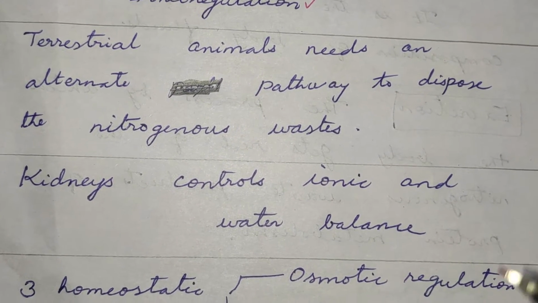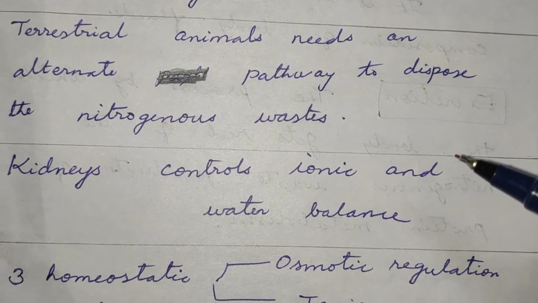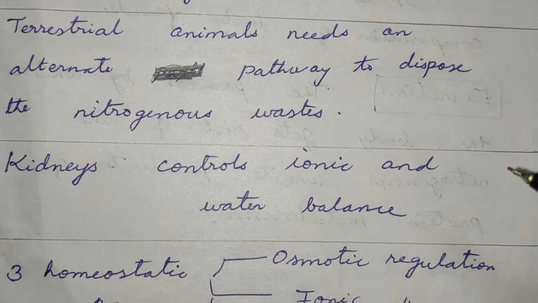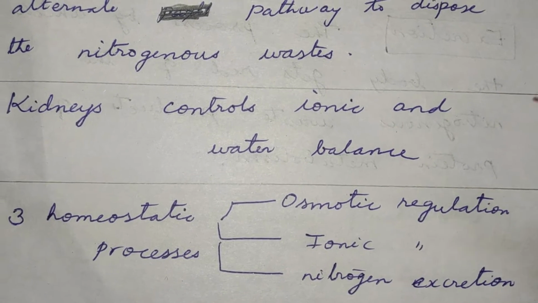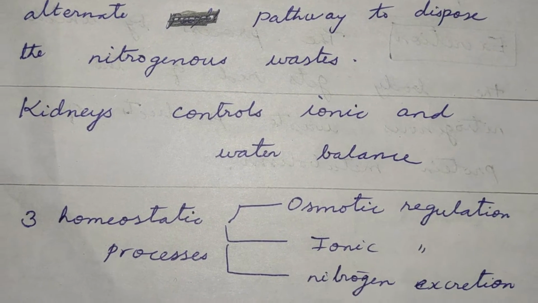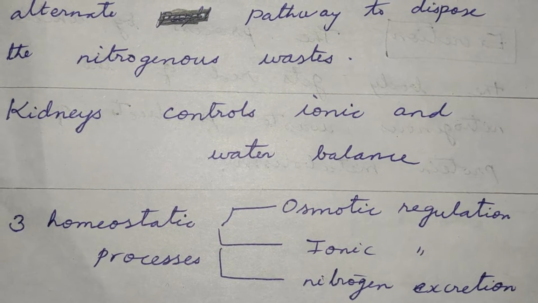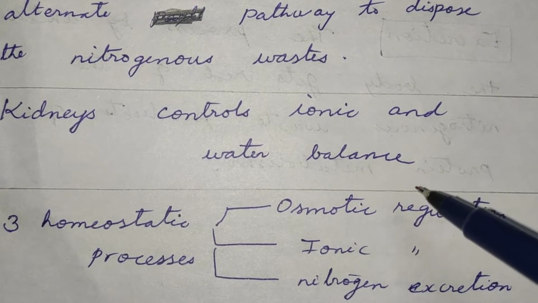Terrestrial animals need an alternative pathway to dispose of the nitrogenous waste. We know that nitrogenous wastes are produced from protein metabolism. So these wastes of protein metabolism are excreted through the organ called kidneys. Kidneys control ionic and water balance.